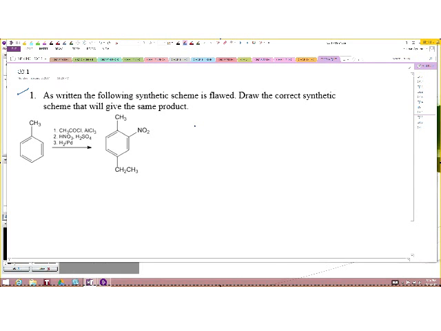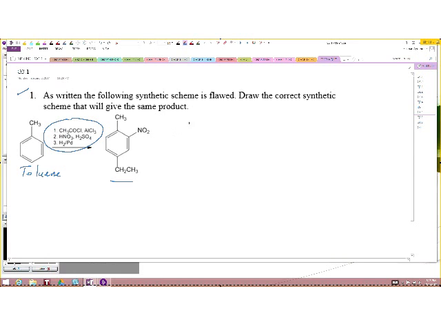Okay, so what we have here is a synthetic scheme in which we are converting this molecule here, toluene, to this molecule right here. According to what the question says, this scheme is flawed. In other words, there is something wrong with this synthetic scheme. So before we figure out what the correct scheme should be, let us follow this scheme and see exactly what we are going to get.